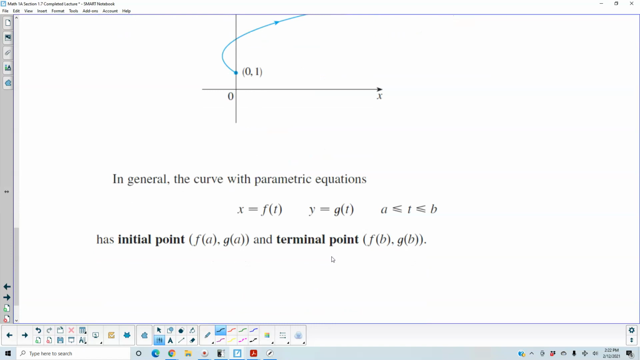And so in general, the curve with parametric equations x equals f of t and y equals g of t, where t is in between a and b, has an initial point and a terminal point.